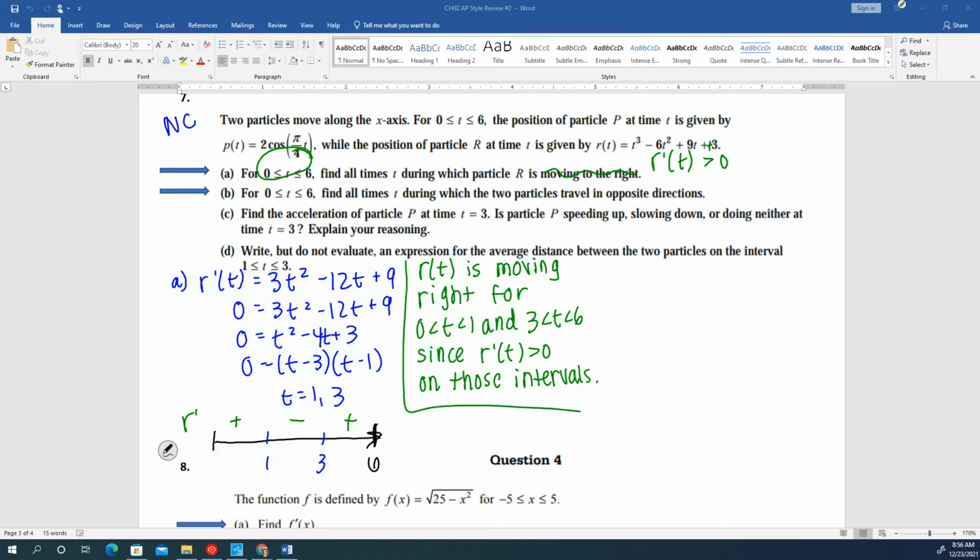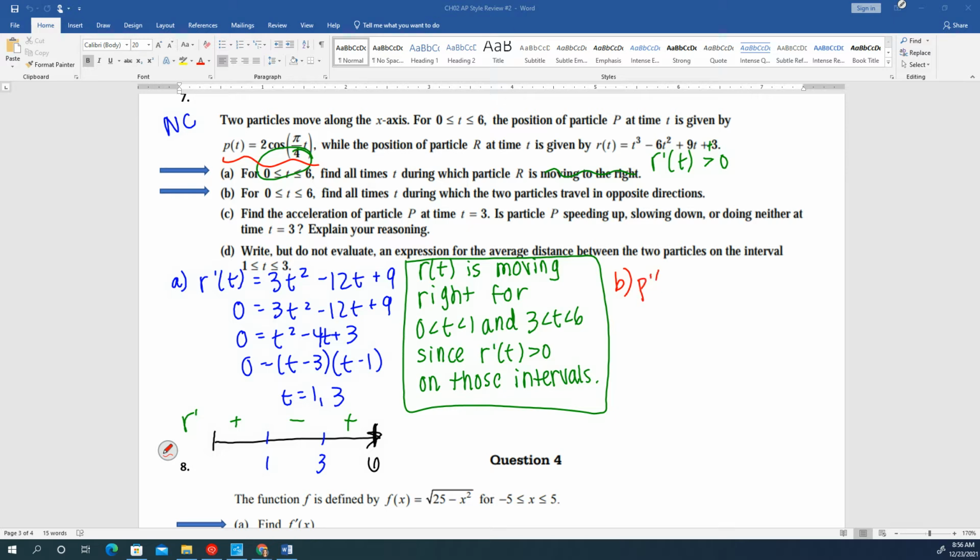Okay. That's my answer for part A. Part B says find all times t during which the two particles travel in opposite directions. So we already know what direction particle r is doing for the 6 seconds, right, left. So now I just have to do the same for particle p, which has my cosine function.